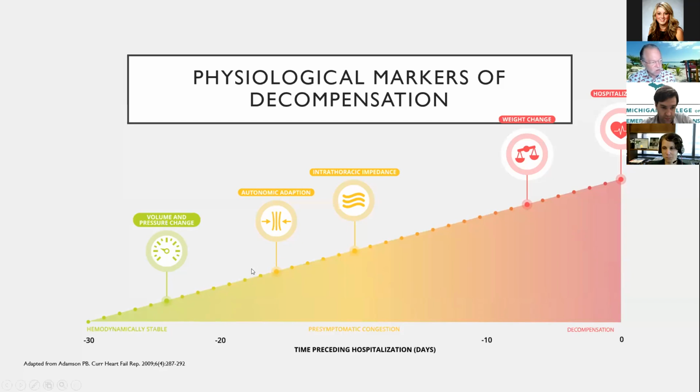And that occurs over time. About 2 weeks before, you can actually measure thoracic impedance increases, but that's 2 weeks before they get in, and weight changes happen in the last week, and then they show up in my ER. The problem is all these changes occur really late, long after the window of me doing something. And so the question is, is there something we can do?